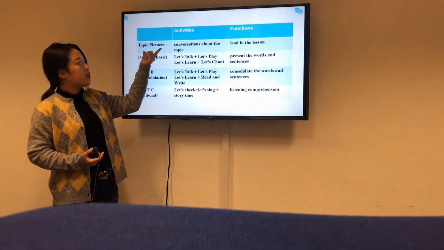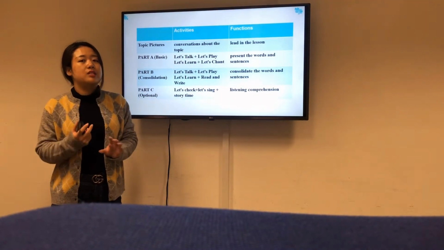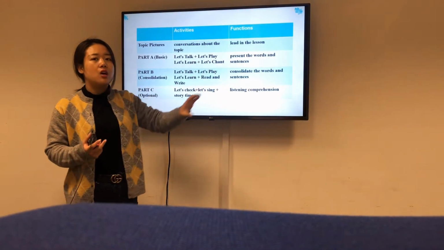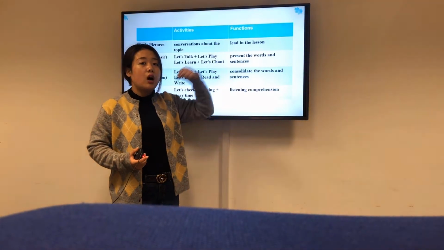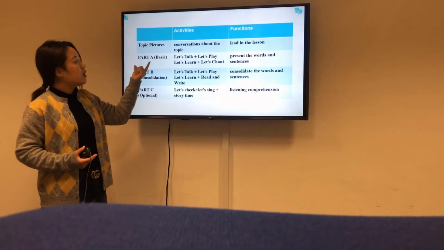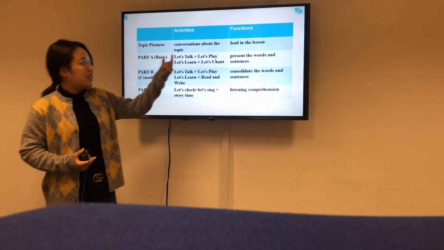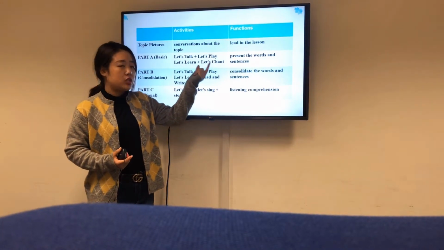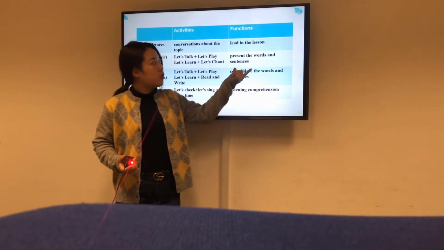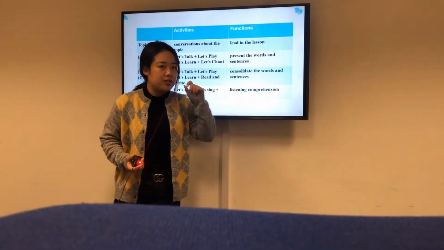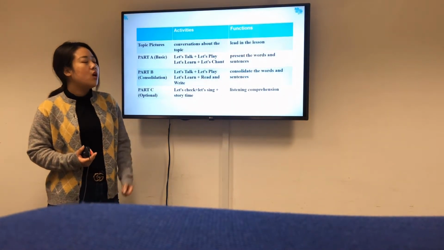So first, in the topic picture, we can see some characters, animals. They are saying something. That is the conversations about the topic of this unit. So in this picture, we can lead to the topic of this lesson. And then part A is the basic part in just one unit. So there are let's talk, let's play, let's learn, and let's chant in part A. In these 4 parts, we can show some words and sentences, and they are the basic words and sentences in the topic.